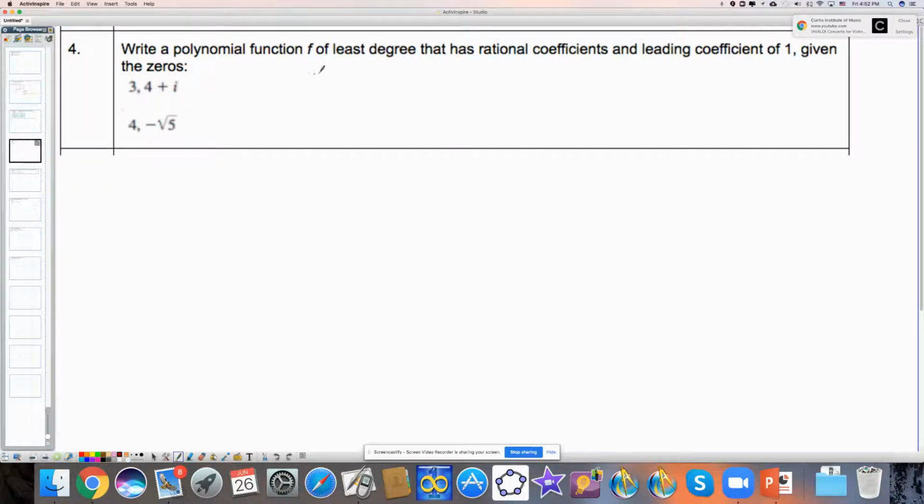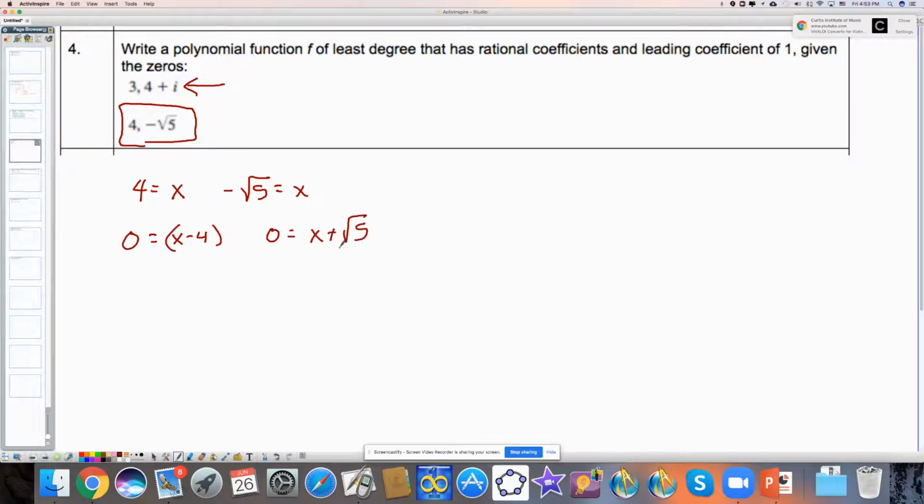Write a polynomial function of least degree that has rational coefficients and a leading coefficient of 1. I'll do the second one for you. I've done another one like this first one in yesterday's lecture. So if 4 is one of my roots and negative square root of 5 is one of my roots, that means that the factors would be x minus 4. That would be one of them. And then one of the factors would be x plus the square root of 5. Now, the square root of 5 is irrational. So I need to use the conjugate of this as well. So I would also have x minus the square root of 5. And these are my three factors.